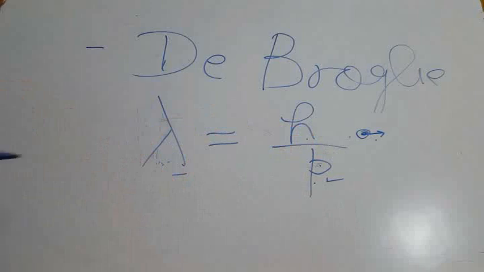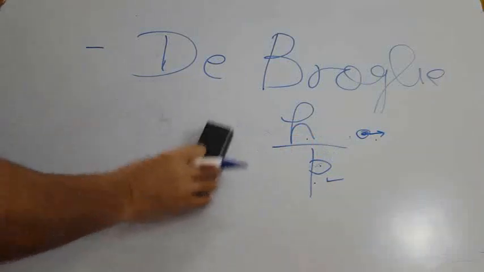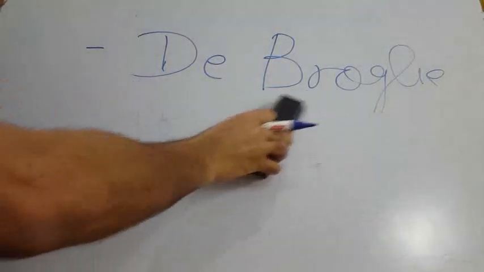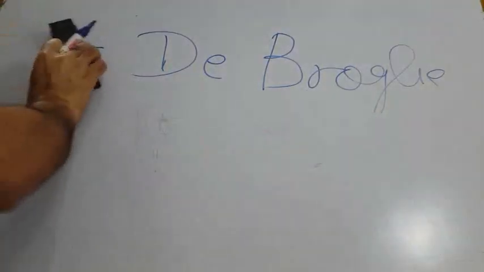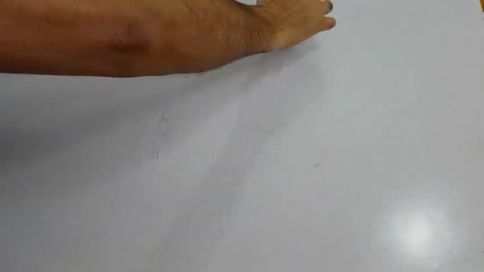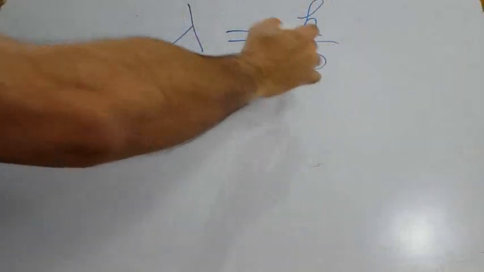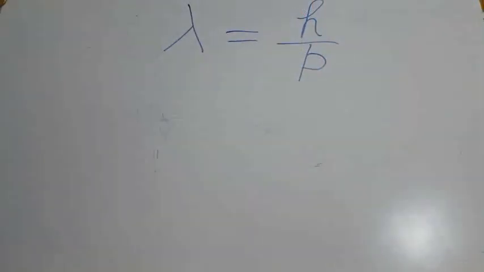Therefore, for macroparticles, this lambda almost approaches 0. That's why this lambda cannot be seen for macroparticles. But for microparticles, this matters a lot. Therefore, you have to remember this, that de Broglie lambda is equal to Planck's constant divided by the momentum of the particle.